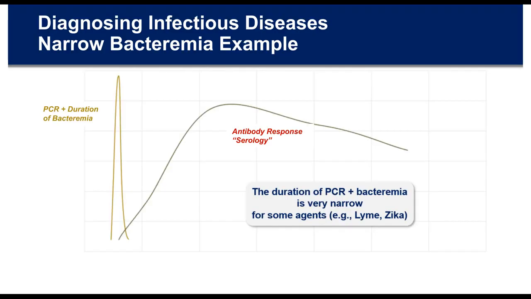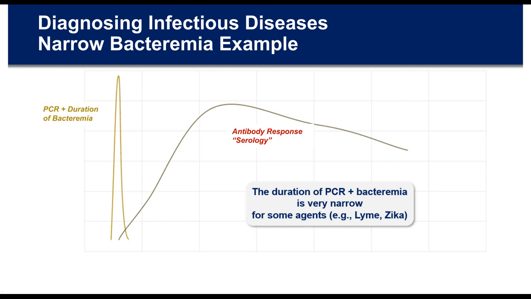Now some pathogens have a very, very narrow window of bacteremia, or viremia in the case of Zika virus. And you only have a few days or a week to catch that infection. An example of this would be Lyme disease, for example.